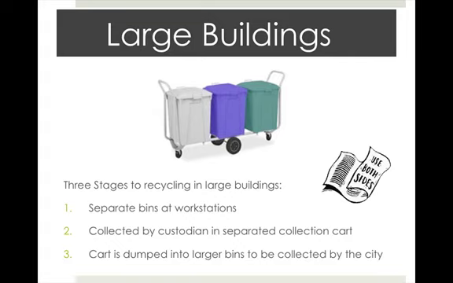There are 3 stages in the recycling process for large buildings. 1, you, the designer, will include 3 separate trash bins near the employee work area, one for paper, one for compostables or mixed paper, and one for trash. The custodian then collects the separated waste from the bins, and then the carts are dumped into the appropriate larger bins that are then picked up by the city.